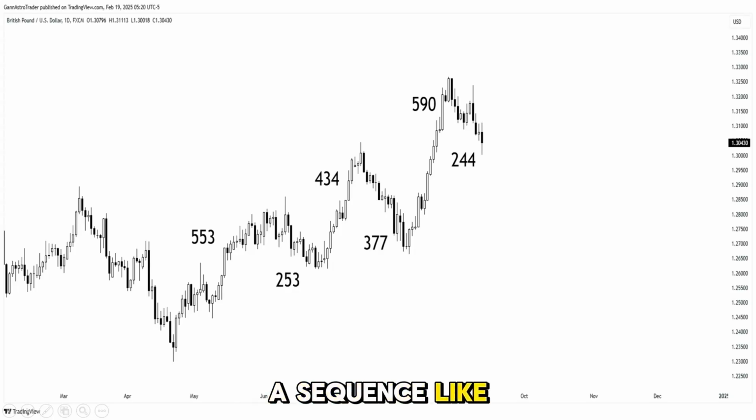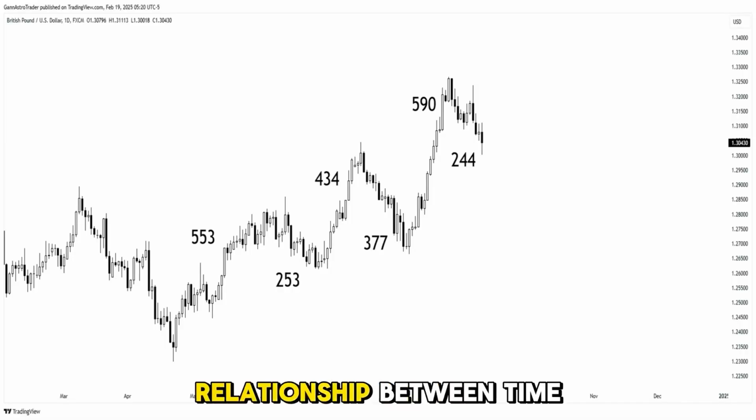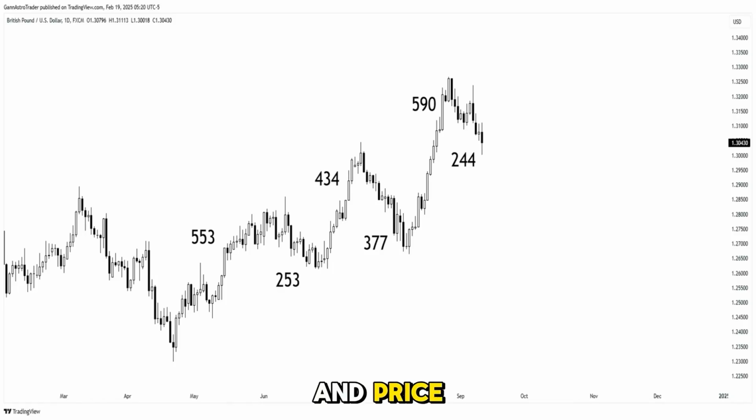By analyzing these values, we can start identifying potential patterns and anticipate where the next movement might occur. When we see a sequence like this, we ask, is there a repeating cycle? Are these numbers clustering around a specific range? Is there a relationship between time and price?